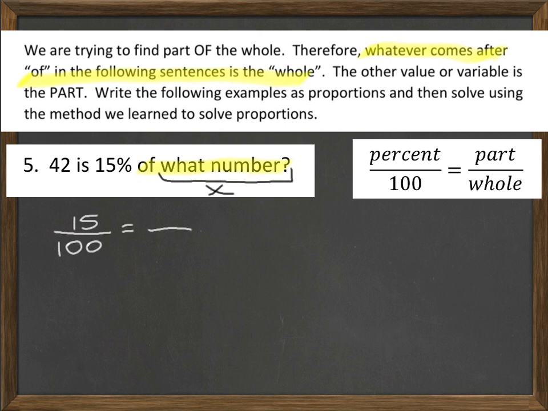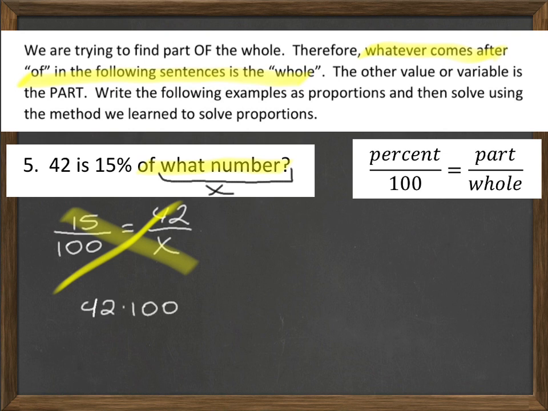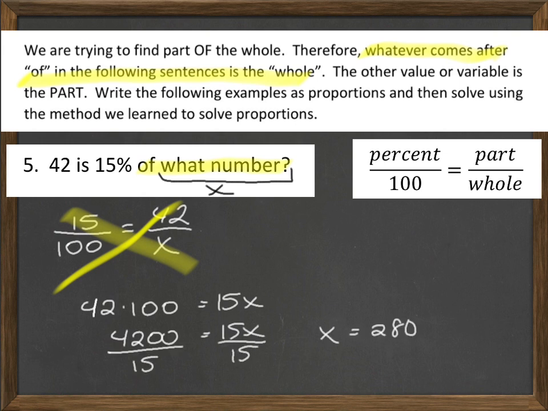So the whole this time is not 42, the whole is x, which means that 42 is the part. Now that I have my proportion set up, once again, I cross multiply and solve. So we have 42 times 100 is equal to 15 times x. So we have 4200 is equal to 15x. To find x, we just divide both sides by 15, and we find out that x is equal to 280.